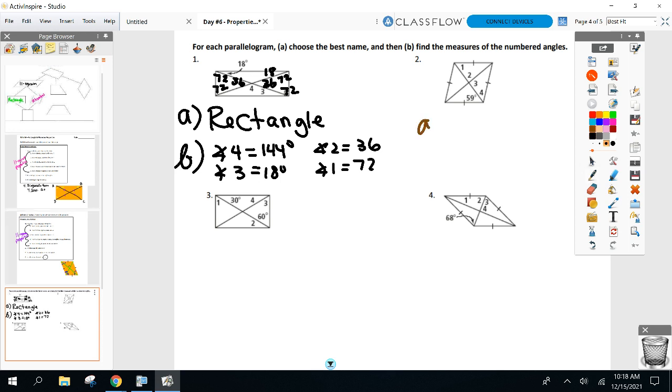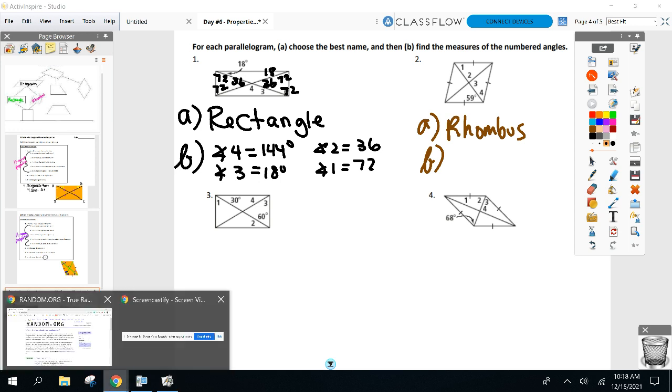Number 2. We already knew it was a parallelogram from the directions. Now you know all 4 sides are equal. A better name? Rhombus. And I'll let you guys know this is a very, very easy problem if you just know a couple properties of a rhombus. Go ahead. Talk to each other. Very easy if you read your properties.